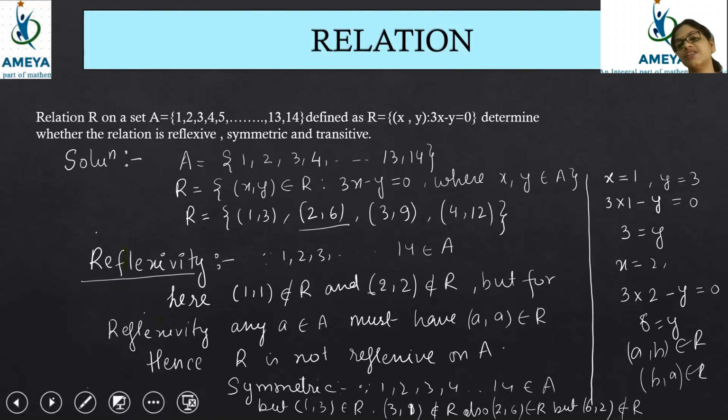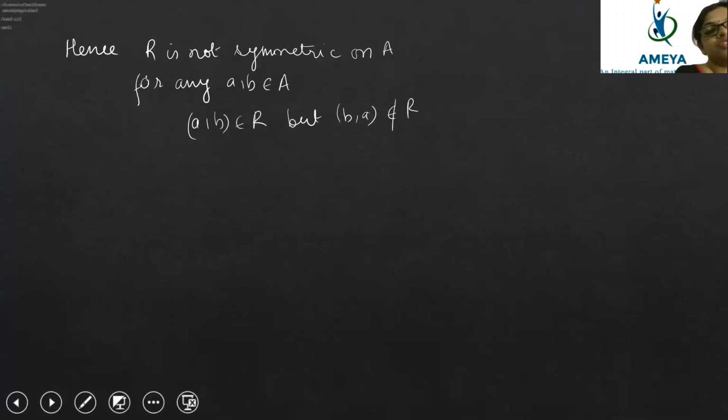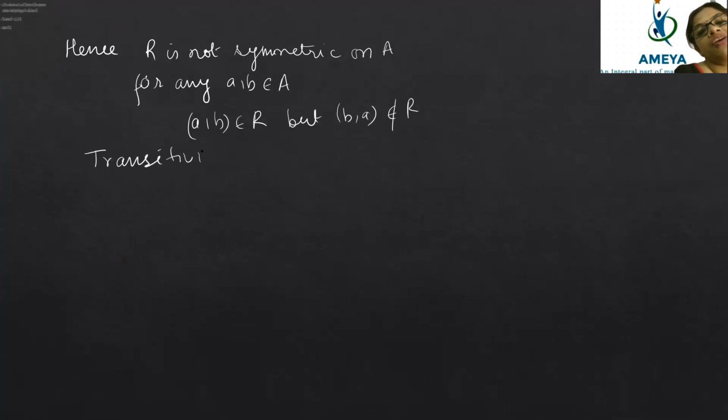Now let's check for transitivity. For transitivity also you see one thing, here (1, 3) is there and (3, 9) is there, but which one is missing? (1, 9) is missing. I repeat, (1, 3) is there, (3, 9) is there, but (1, 9) is missing inside it. So we will check about transitivity. For transitivity we can say here 1, 2, 3, 4, all till 14 elements are belonging to A.